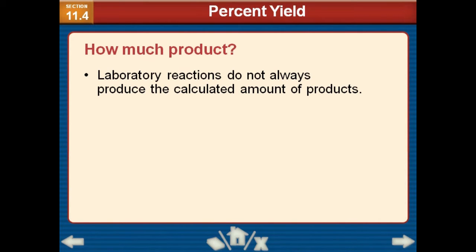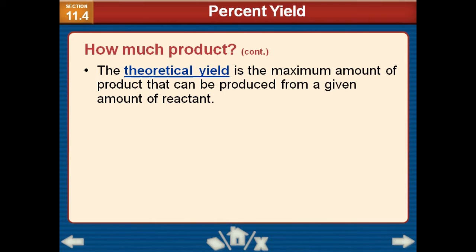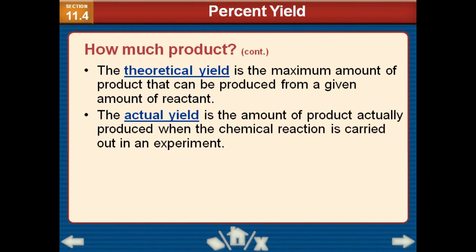How much product? Laboratory reactions do not always produce the calculated amount of products. Reactants stick to containers, or competing reactions form other products. The theoretical yield is the maximum amount of product that can be produced from a given amount of reactant. And it's theoretical. It's calculated on paper. The actual yield is the actual amount of product produced when the chemical reaction is carried out in an experiment.